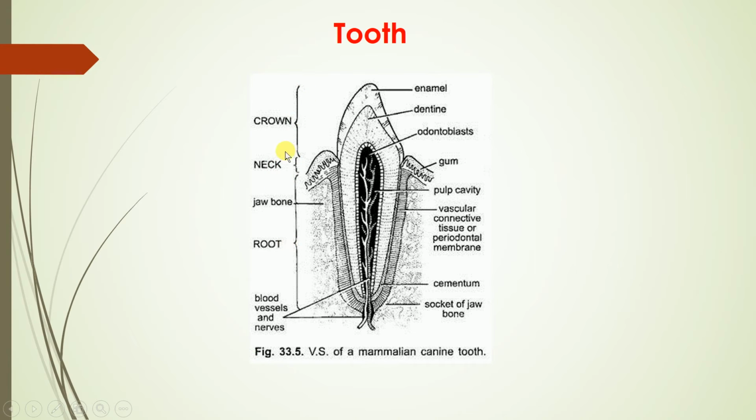Here this is the crown part, this is the neck part, and this is the root part. These are the main important parts. One is the crown, another one is the root, and these two are connected by this neck. Here the outer part is the enamel, and inner side of the enamel is the dentine, and some cells are found in the pulp cavity. These odontoblast cells are present; these cells are also called dentine forming cells. And then vascular connective tissue, meaning blood vessels and nerves are found. Now this is the cementum and the socket of the jawbone.